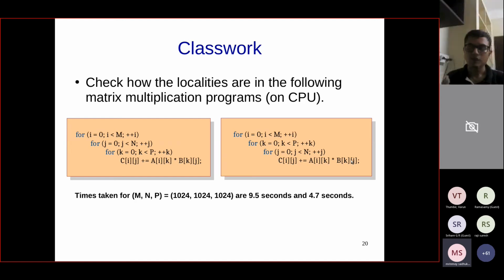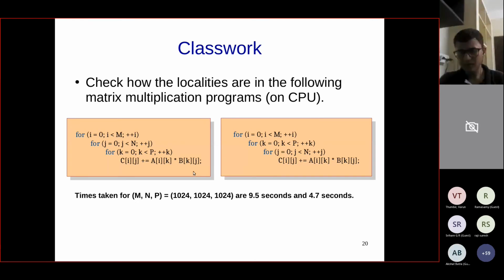And as I told, we are storing these matrices in row major order. If we use the second code snippet, we'll get better performance, because all three are being accessed in row major order. Since the matrix is also stored in row major order, the spatial locality will give us some benefit as compared to the first snippet, and hence this will outperform the first. The time taken for the second snippet will be much less than the first snippet. If you time this, you will see that the first snippet takes 9.5 seconds and the second snippet takes 4.7 seconds. So that is the reason.